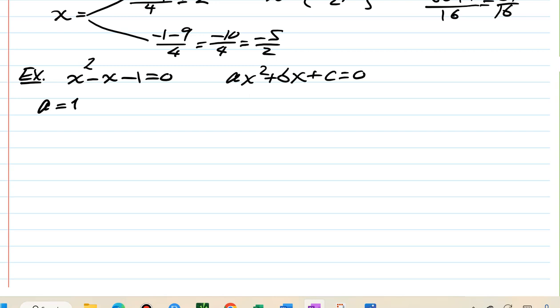For this exercise, a is 1, b is negative 1, and c is negative 1 also. Here's a, here's b, and here is c.